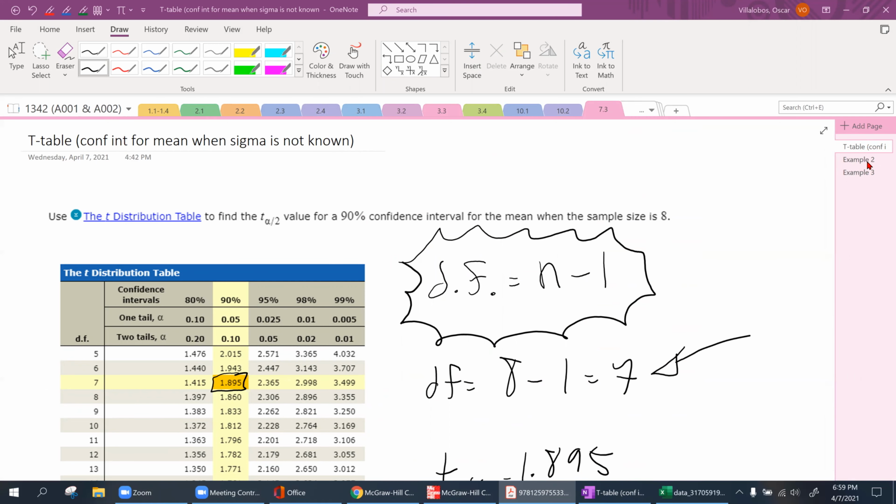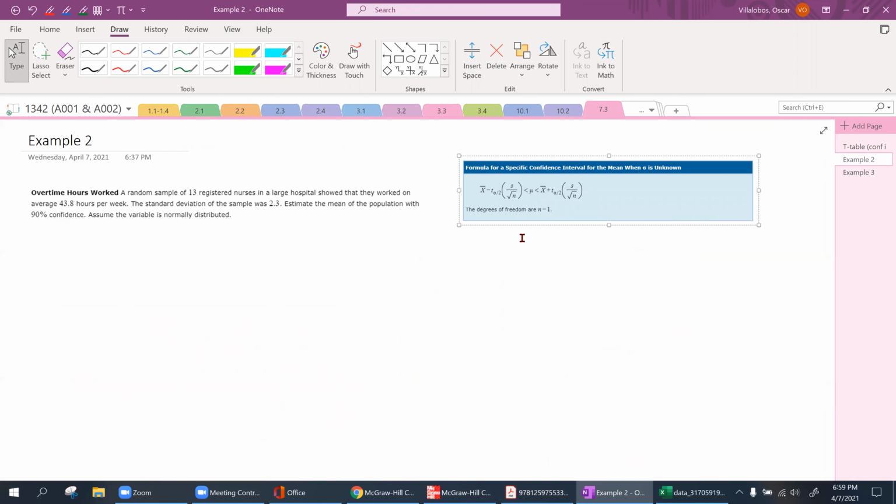Let's go ahead and do problem number 2. Overtime hours worked. A random sample of 13 registered nurses in a large hospital showed that they worked on average 43.8 hours a week. The standard deviation of the sample was 2.3. Estimate the mean of the population with 90% confidence. Assume that the variable is normally distributed.